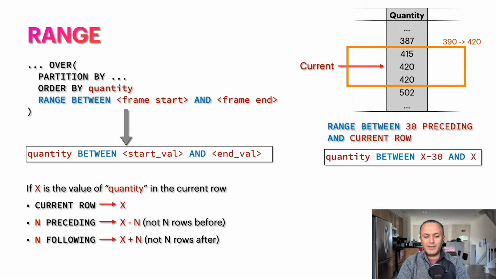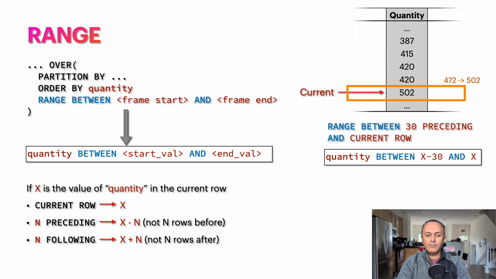Now, when we move to the next row, it has the same value, so the frame is the same, it doesn't change. I will still apply the window function on that same frame and produce a result for this row. When I move to the next row, now it changes, so the frame changes to 472 to 502, which includes just this single row. So we've seen with this range specification, the frame can change size, it can grow, it can shrink, it can move. A lot of different things can happen because it's not based on number of rows, it's based on the values in the order by column.